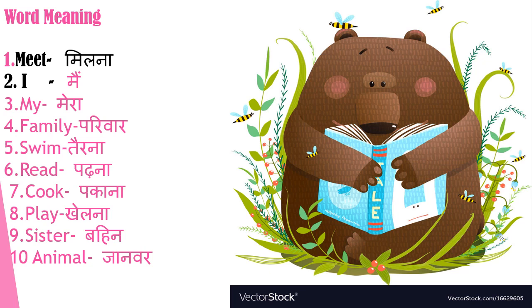6th one is read. Read means पढ़ना. 7th one is cook. Cook means पकाना. 8th one is play. Play means खेलना. 9th one is sister. Sister means बहन. 10th one is animal. Animal means जानवर.